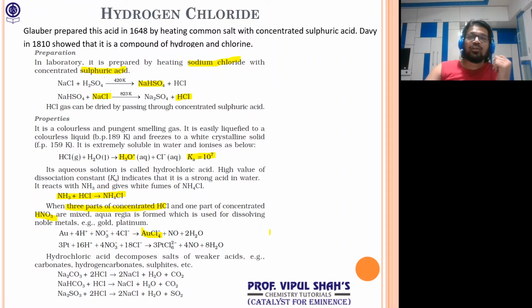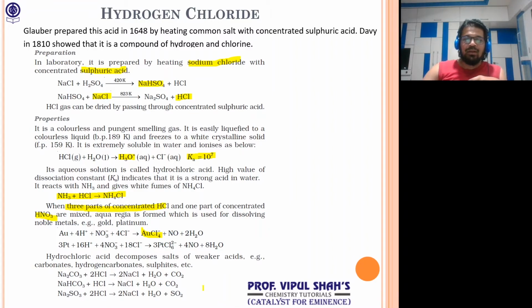AuCl4−, IUPAC name, come on, anybody? Tetrachlorido. And it's an anion, so the name of the metal will end with -ate. Tetrachloridoaurate, and it has a charge of −1. So gold's oxidation state is Roman number 3. I repeat the name: tetrachloridoaurate in a bracket, Roman number 3, because gold is called aurum.